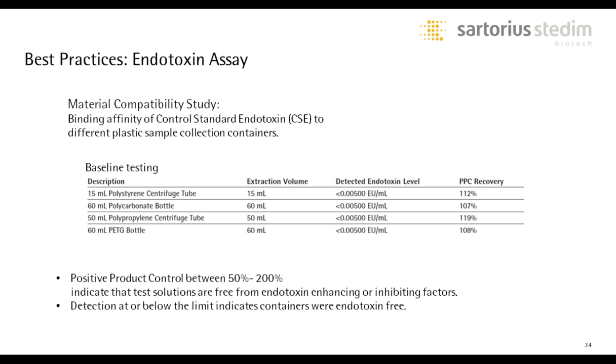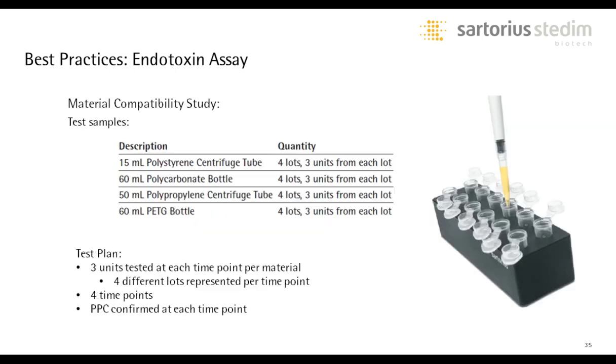So in order to find the most appropriate material, we ran a compatibility study on the various collection containers that you see listed here, as well as EVA and PE bags. We ran a positive product control to ensure that reagents used in the experiment neither enhanced nor inhibited the results, and ensured, of course, that the starting collection containers were endotoxin-free. 3 units from 4 different lots were used for each of the 4 different types of sample collection containers. 3 units were tested at each time point per material, and there were 4 time points with a positive product control run at each.